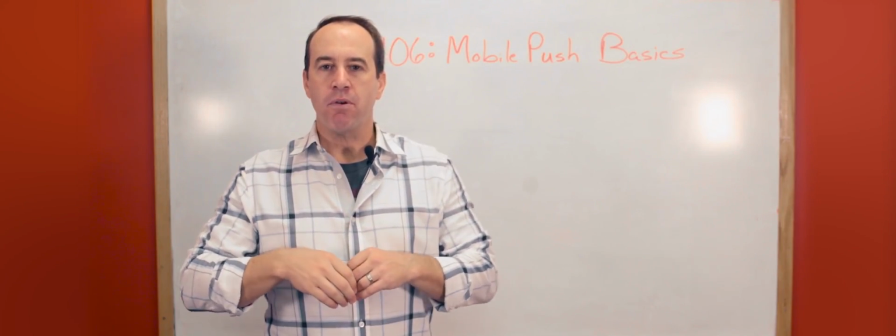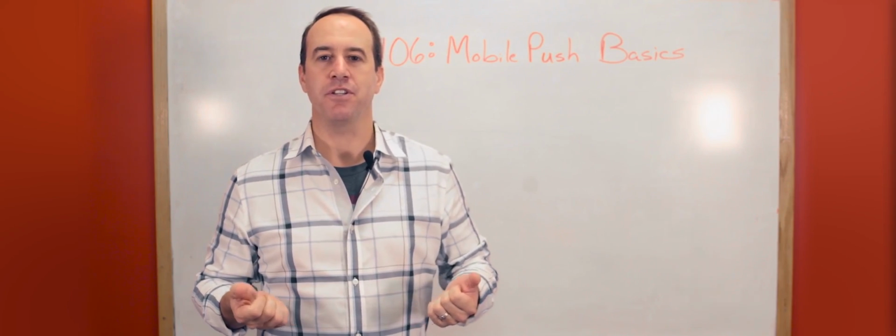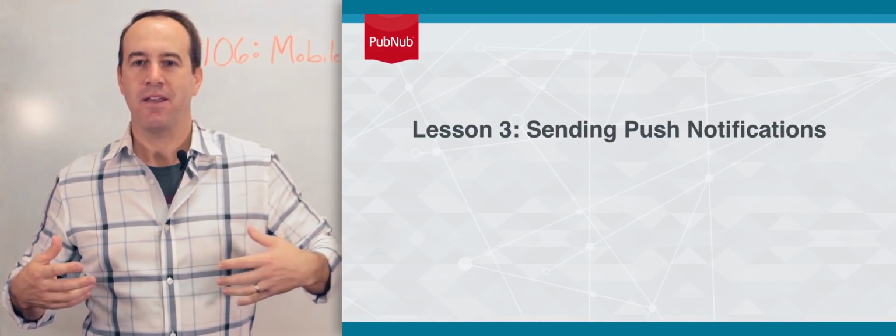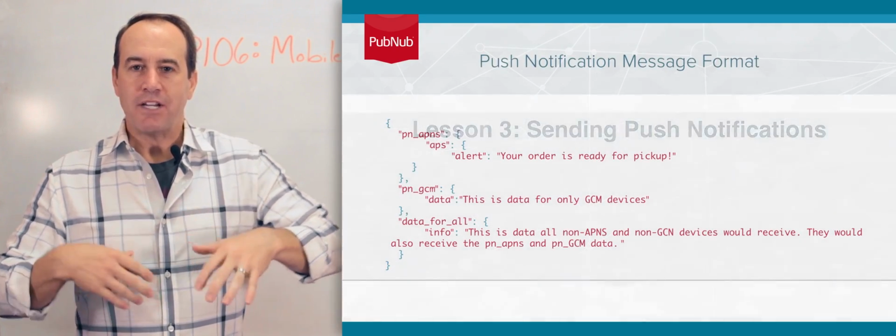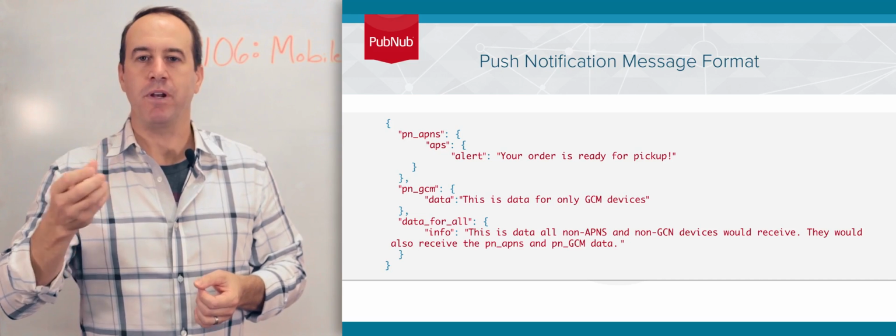All right, so we went through all this work to enable your devices to receive push notifications. So how do they actually happen? Where do these push notifications come from? How do you send messages with PubNub so that a push notification actually happens? It's actually really easy because it just happens all in the same publish when you publish a real-time message.